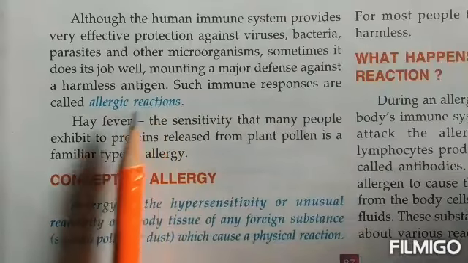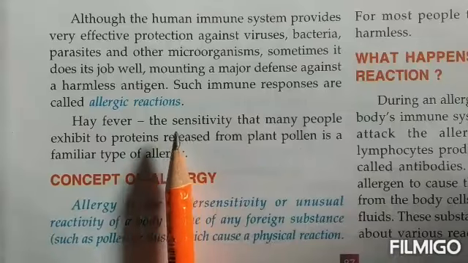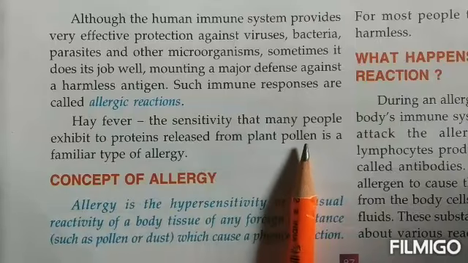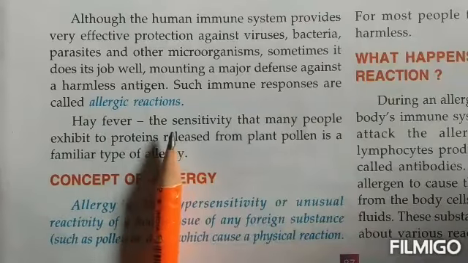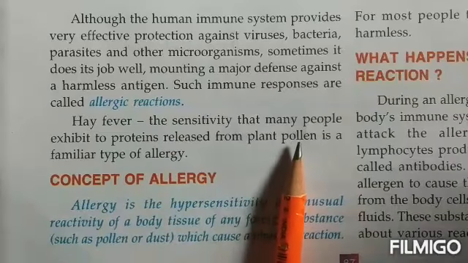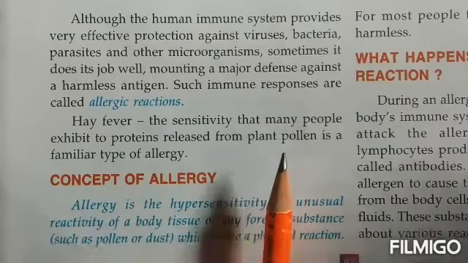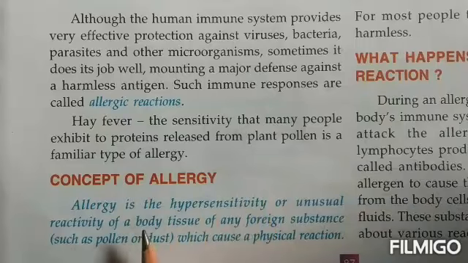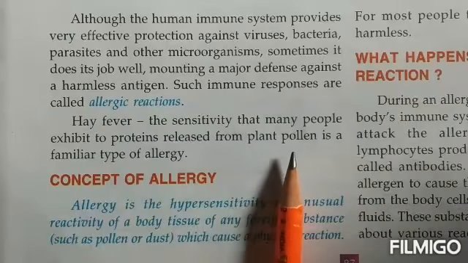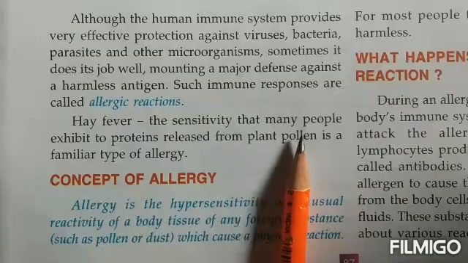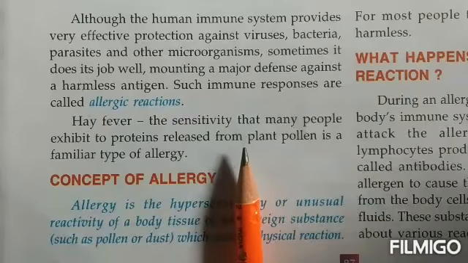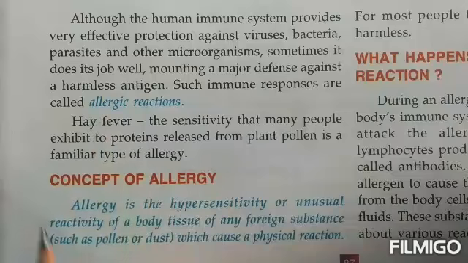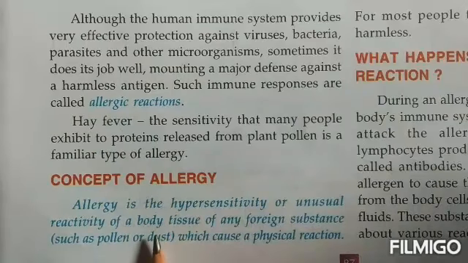Now one example of this allergic reaction is, children, hay fever. Now hay fever is the sensitivity that many people show to the proteins that are released from the pollen grains. Pollen grains are produced by the plants, and when they move from one flower to another, that is from the anther to the stigma, that is known as pollination. Sometimes those pollen grains are floating in the air, and they enter inside a person's body with the oxygen that we inhale. So the protein released by these pollen grains, children, causes an allergy which is known as hay fever.